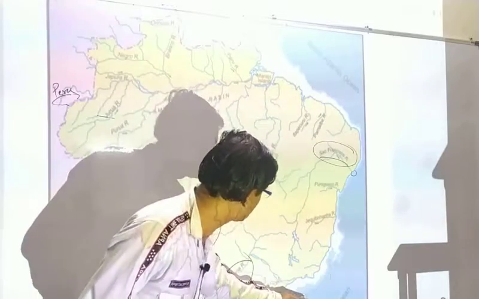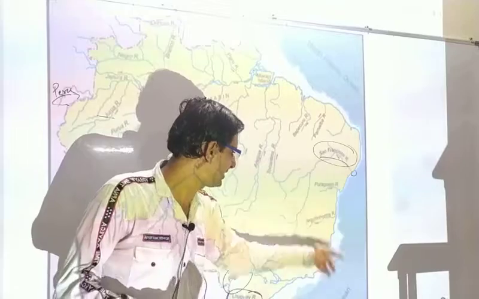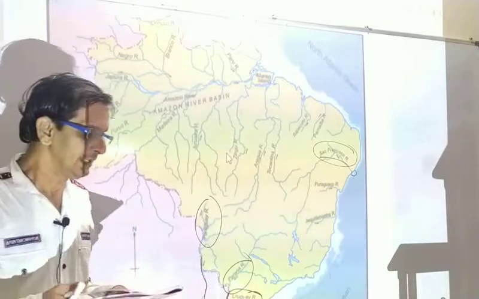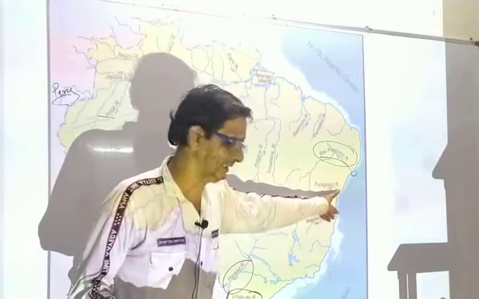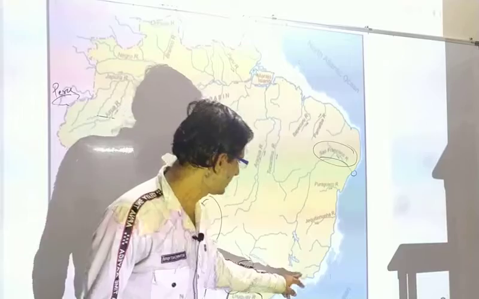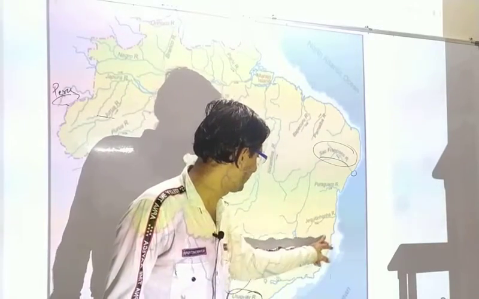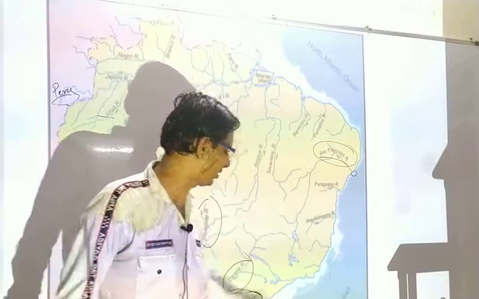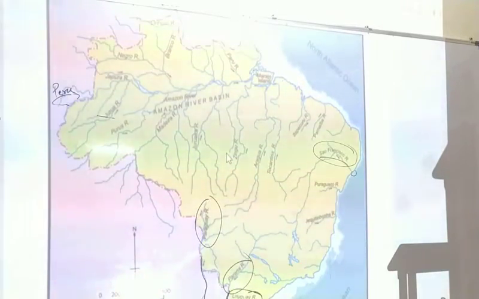Now in the South Atlantic Ocean, you can see Paraguaçu River and Jequitinhonha. River Paraguaçu enters the Atlantic Ocean near Salvador town. They collect the headwaters along the escarpment, and you can see the Brazilian escarpment area over here, the great escarpment. So they collect the headwaters from there also. This is the drainage system of Brazil.